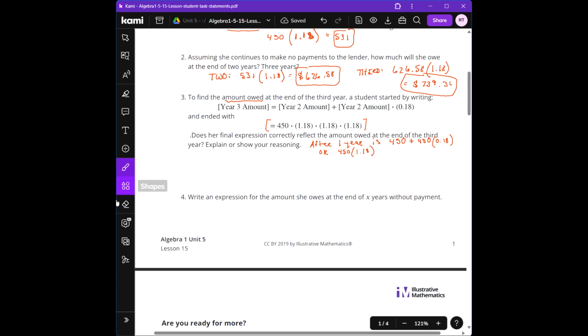After 2 years, we have 450 times 1.18 plus 450 times 1.18 times 0.18.